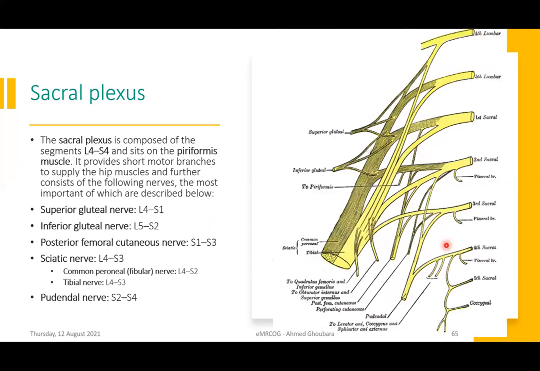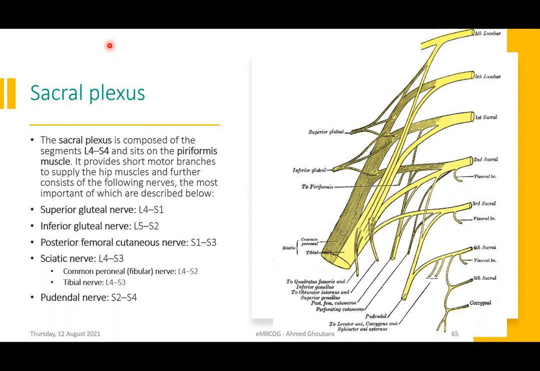And this is the sacral plexus. We have so many nerves as well: the superior gluteal nerve, inferior gluteal nerve, posterior cutaneous nerve, sciatic nerve, and pudendal nerve. The two most important nerves in this lecture, in the sacral plexus, would be the sciatic nerve and the pudendal nerve.